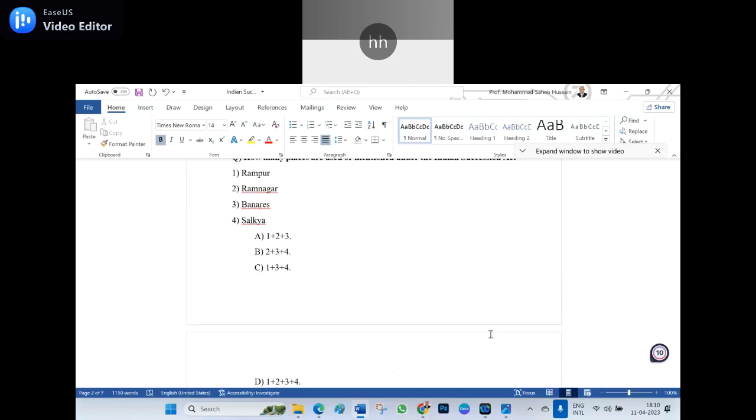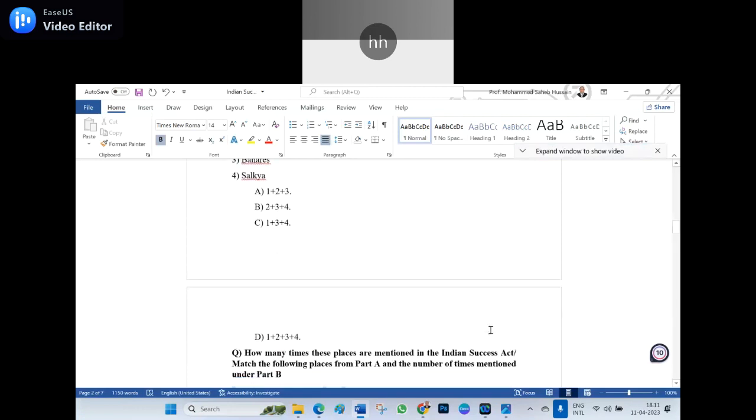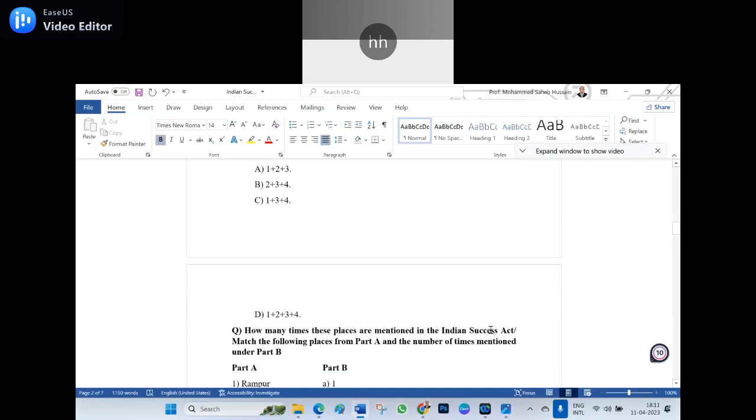1 plus 3 plus 4, sir. C, sir. Wrong. D, sir, 1 plus 2 plus 3 plus 4. Answer D is the right answer, because Rampur, Ramnagar, Banaras and Salkia are all used in the Indian Succession Act. I challenge it: no one can frame the questions in this manner.